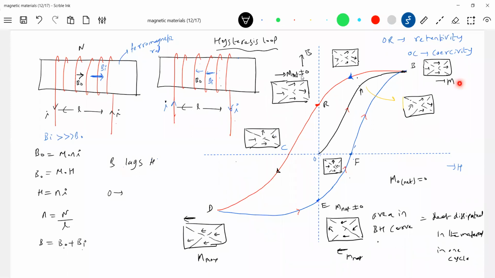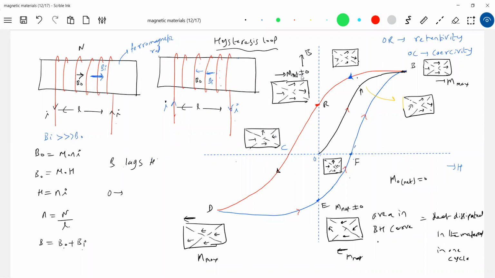You see what's happening here? The domains are made to rotate, no? The atoms are made to rotate. To align the domains, there'll be friction between the domains or between the atoms. So some work has to be done. Some energy is needed to align the domains. That energy will get converted into heat. There's the reason why heat is dissipated.